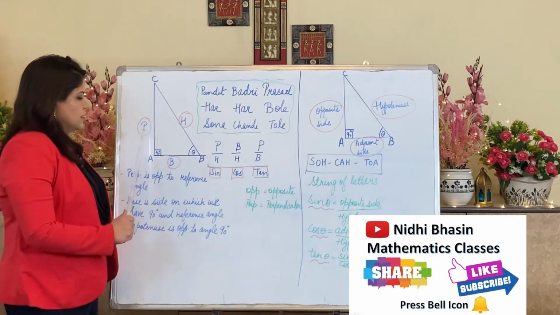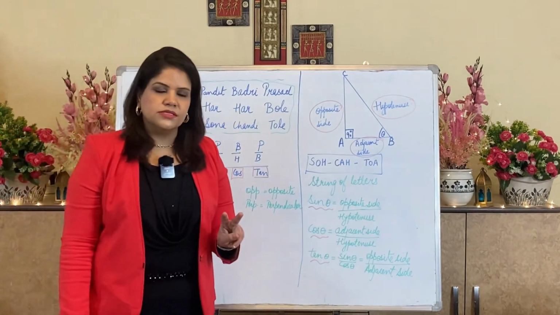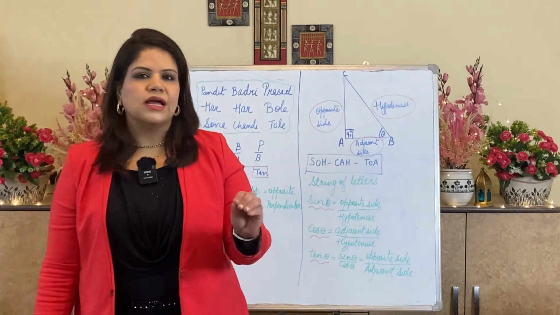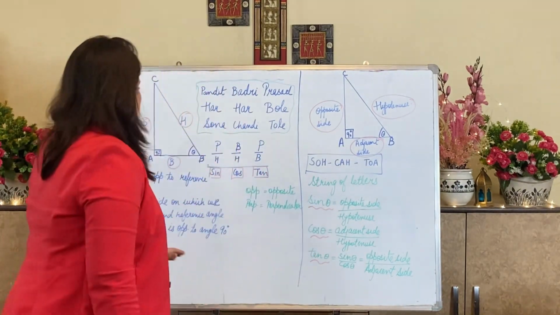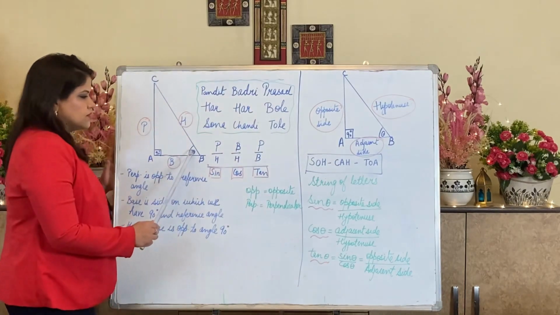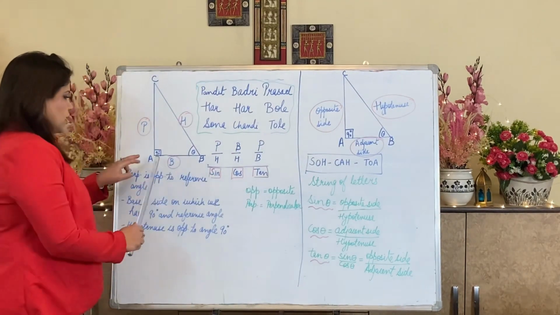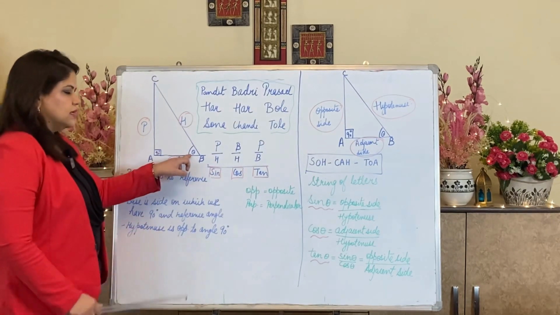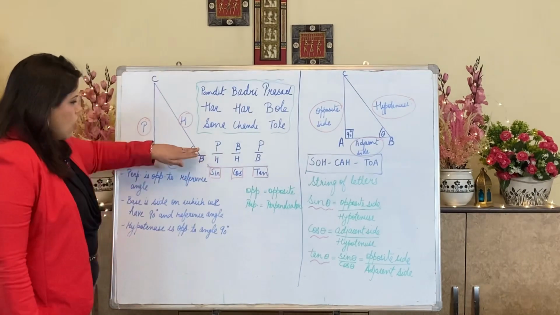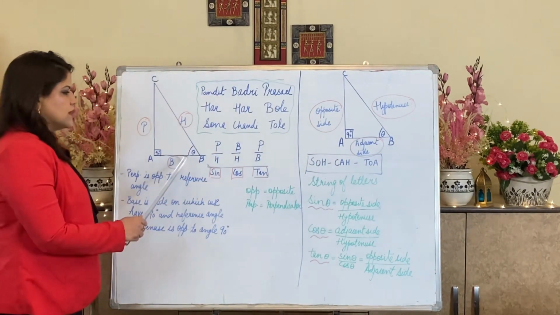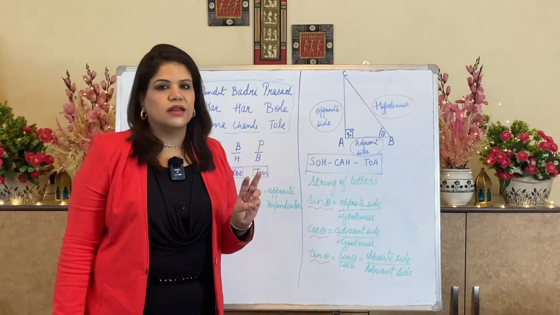The triangle ABC, we will have two angles given. One is 90 degrees and one angle we will take as a reference angle. And with respect to this reference angle, we will decide about our sides. Now, this is 90 degrees and theta is my reference angle, which is at B. With respect to this reference angle, I will be deciding my perpendicular, base and hypotenuse.